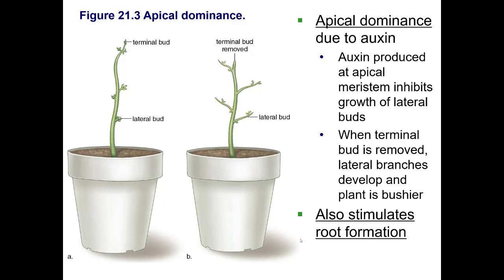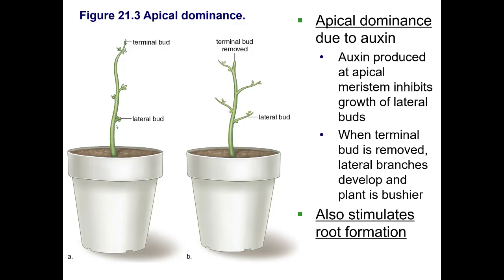Auxins are also important for apical dominance. It is produced in all of the different buds, and the ratios of auxins from the terminal bud at the top versus the lateral bud at the end or on the branches will determine what kind of growth it has. There's a famous saying in plant horticulture: if you cut off the head, the arms will grow, and if you cut off the arms, the head will grow.